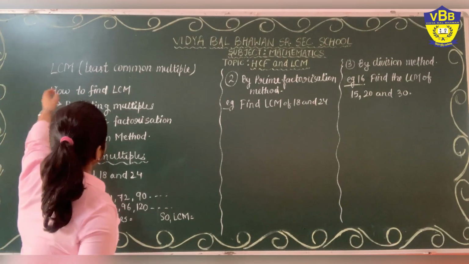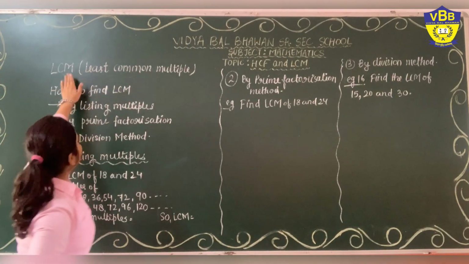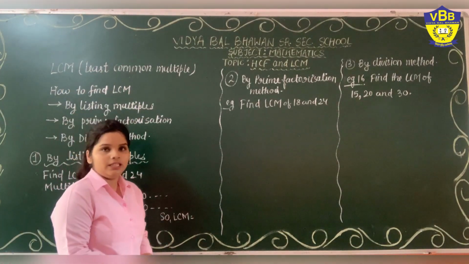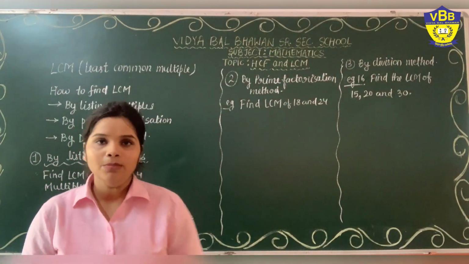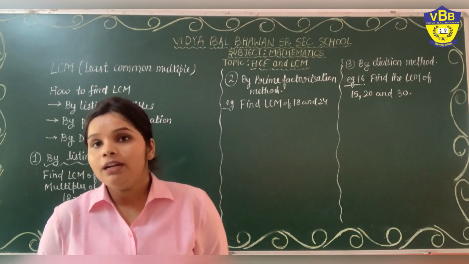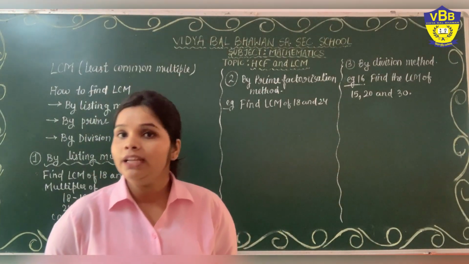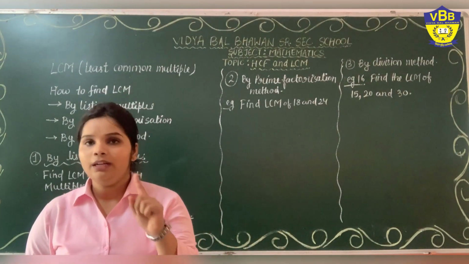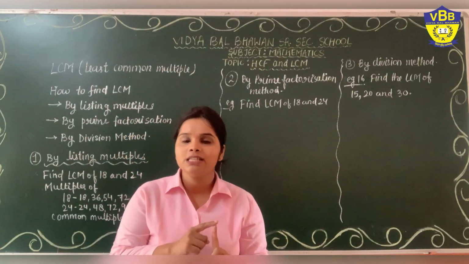LCM, here L means least, C means common, M means multiple. So, LCM is basically the least common multiple of the given numbers. That means when you list the multiples of the numbers, out of those, you find the common multiples, and the first common multiple will be the least common multiple, and that will be the LCM of the given numbers.